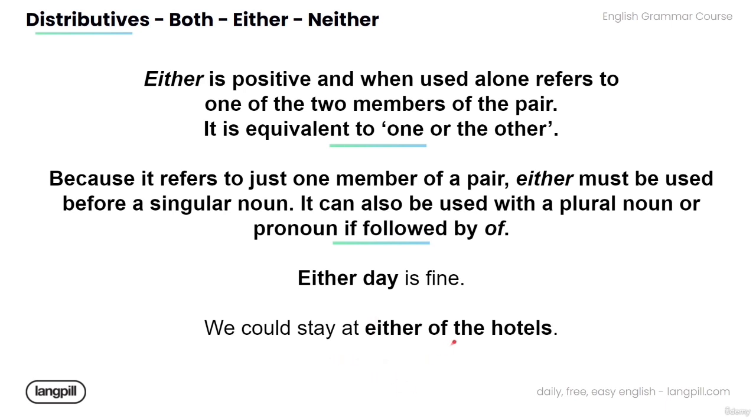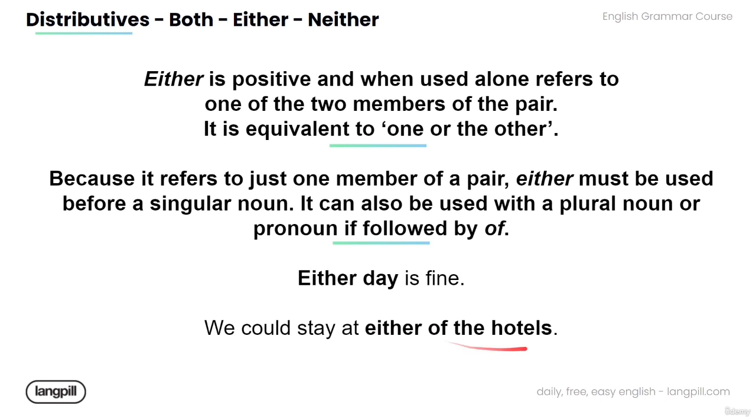And down here we have that of, so it's either of. So here you'll notice that we used a plural noun because we have this of. So we could stay at either of the hotels. Maybe the question was, which hotel do you want to stay at, the Embassy Suites or the Trump Hotel? Then you could respond with, we could stay at either of the hotels.